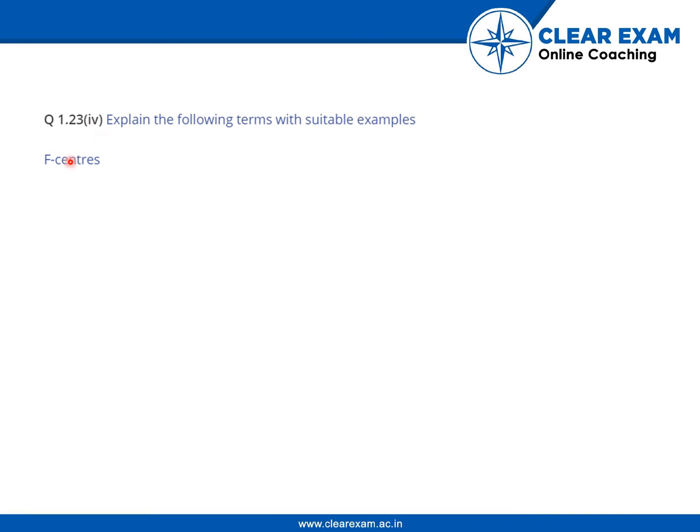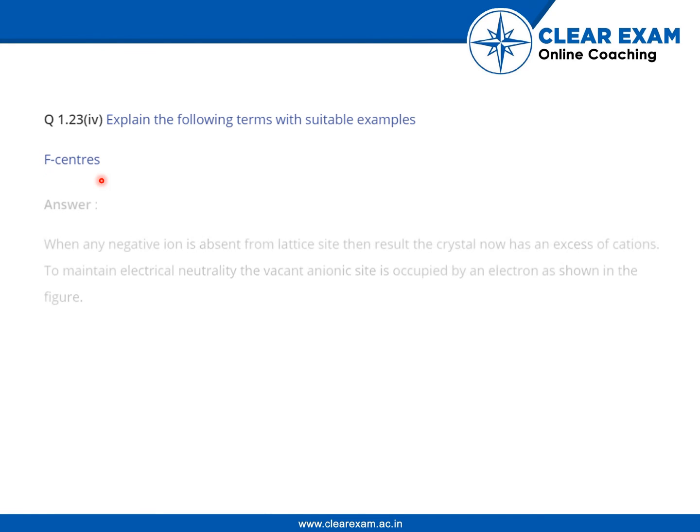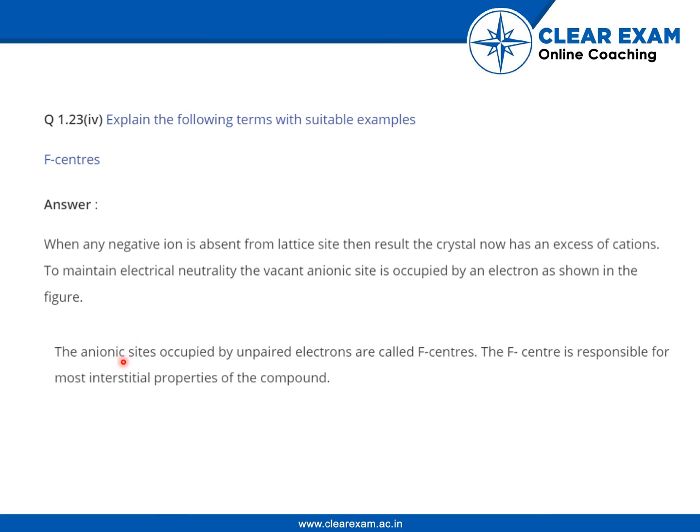Now, the fourth part is F centers. You have to define F centers. When any negative ion is absent from a lattice site, then the crystal now has an excess of cations. To maintain electrical neutrality, the vacant anionic site is occupied by an electron, as shown in the figure. The ionic sites occupied by unpaired electrons are called F centers. The F center is responsible for most of the properties of the compound.